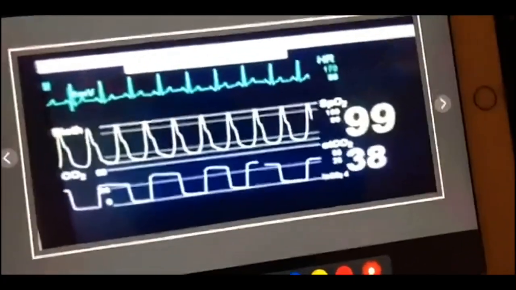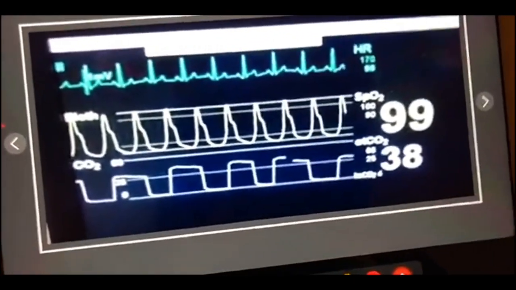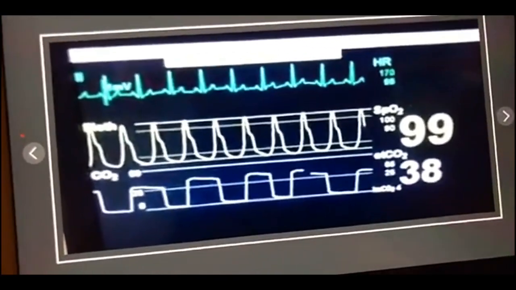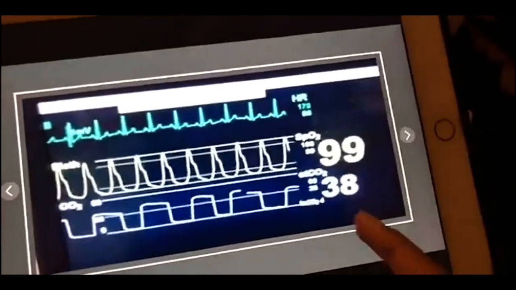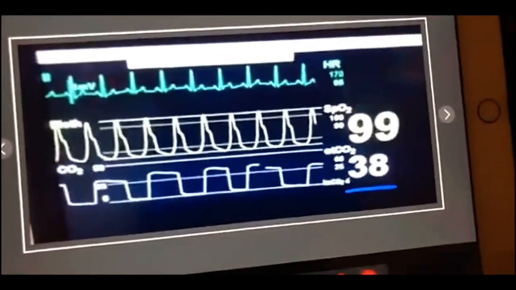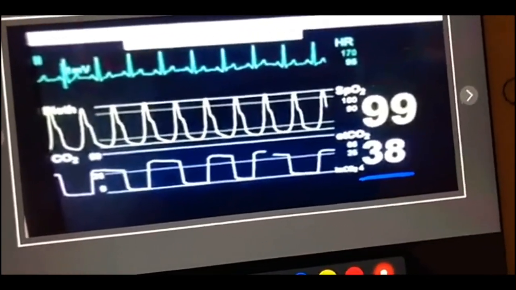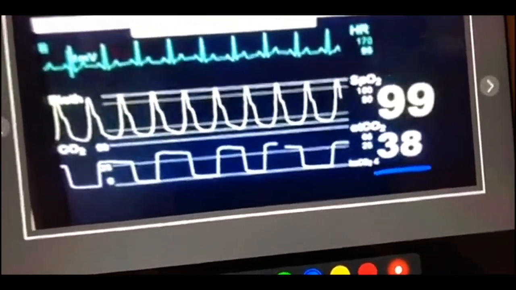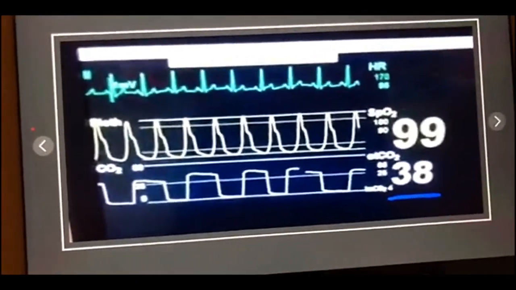This picture is a real monitor screen with a capnography attached to the patient. This number here is the end-tidal CO2 level for this patient, and as a reminder, the normal range is from 33 up to 40.